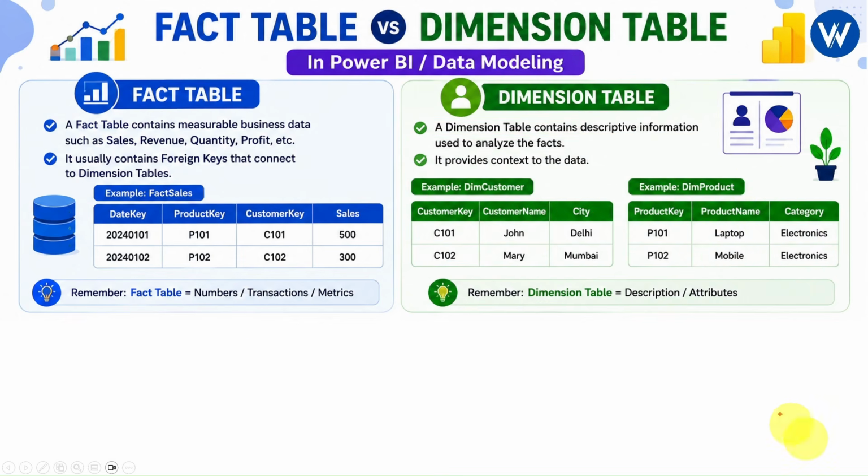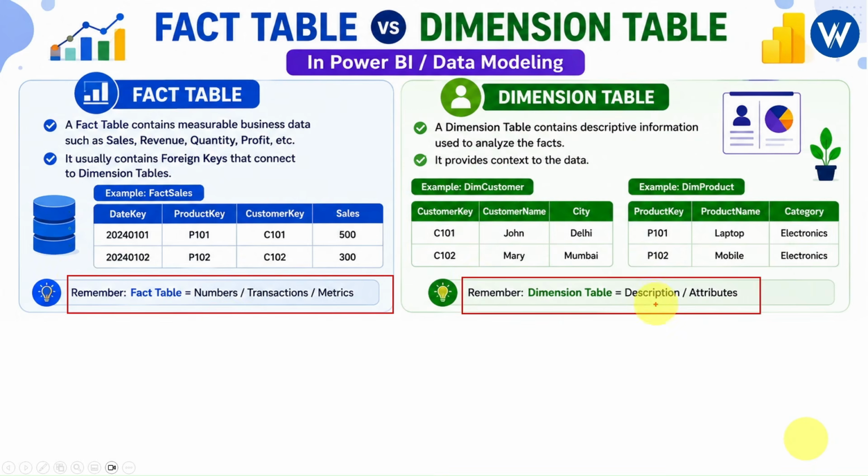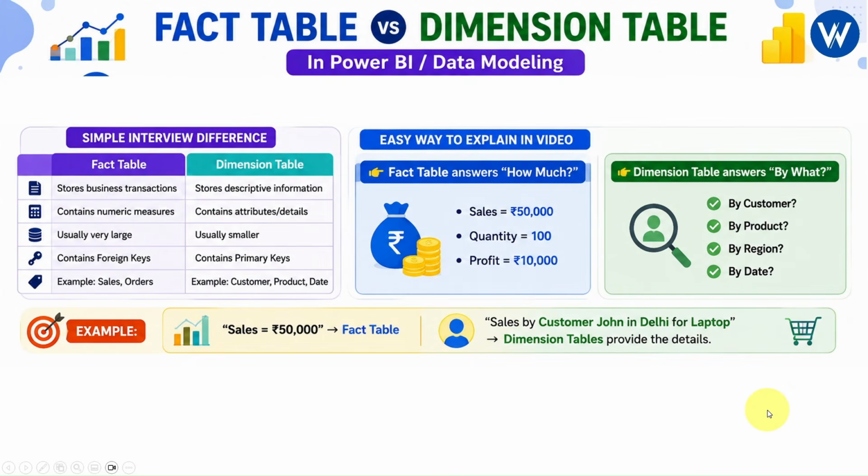And in the same way, if you want to remember, a fact table means numbers, transactions and metrics, and a dimension table means descriptions or attributes. In the same way, let me show you guys some simple interview differences. You can just go through them. You just need to understand, because in an interview, the interviewer may ask you what the difference is between a fact table and a dimension table.